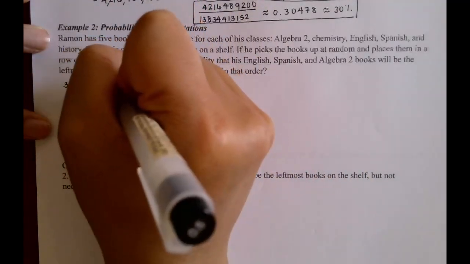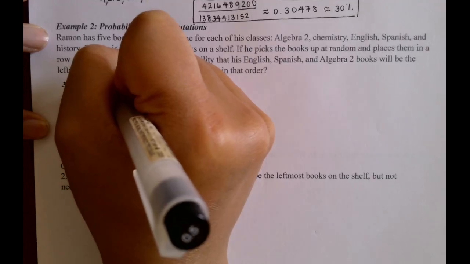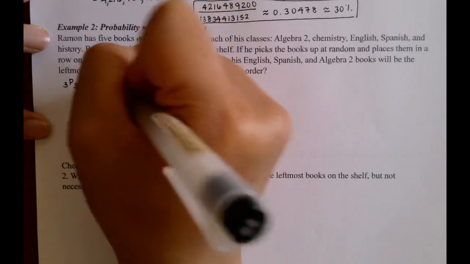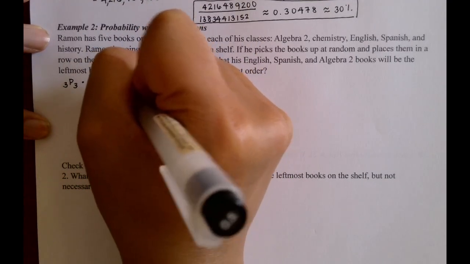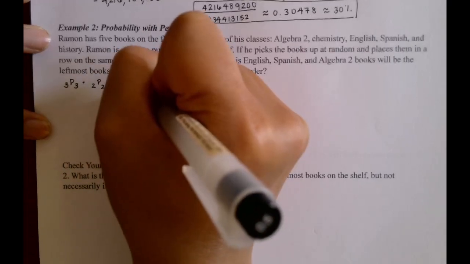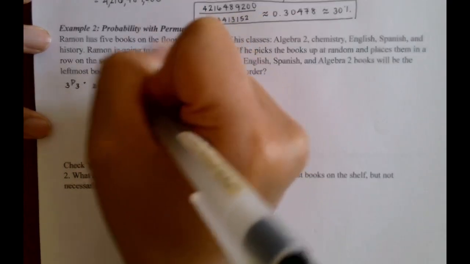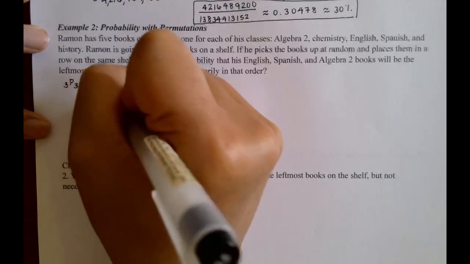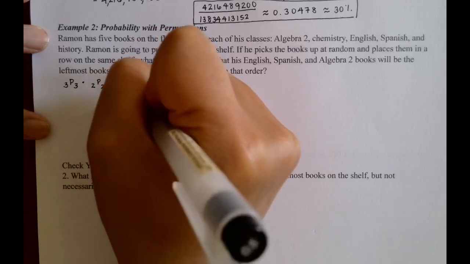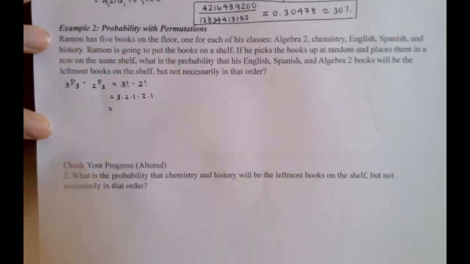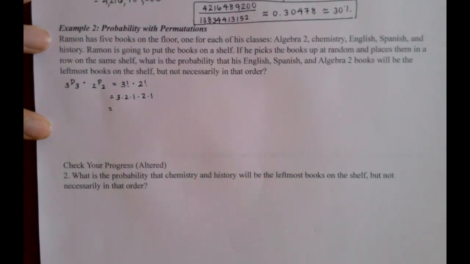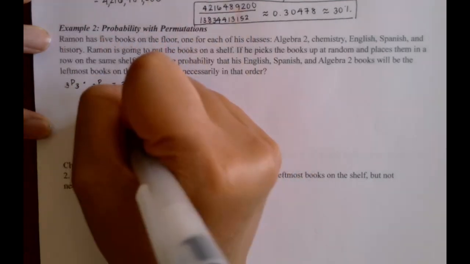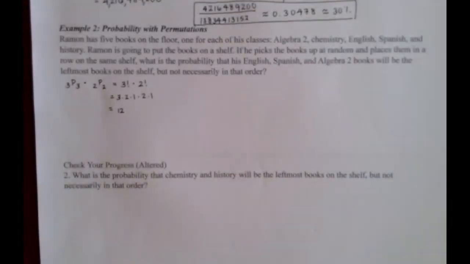So here, 3P3 is 3 factorial, and then 2P2 is 2 factorial. So that is 3 times 2 times 1 times 2 times 1, and what we get is 12. So there are 12 options where these 3 books are going to be in the beginning.